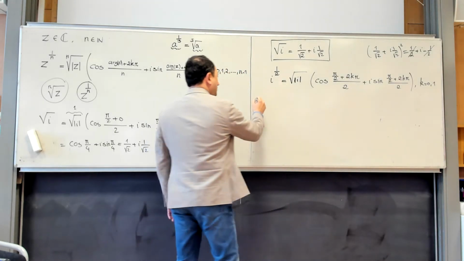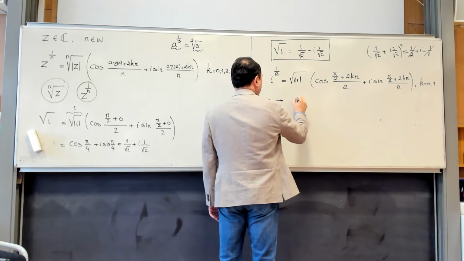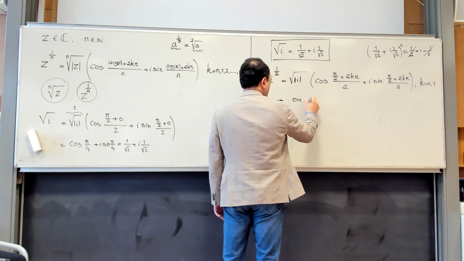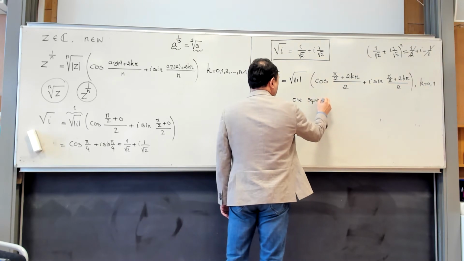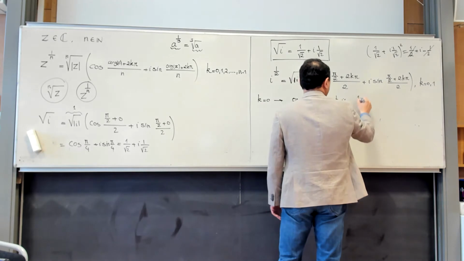For k equals to 0, I get what? I get 1, square root is the same thing, yes?